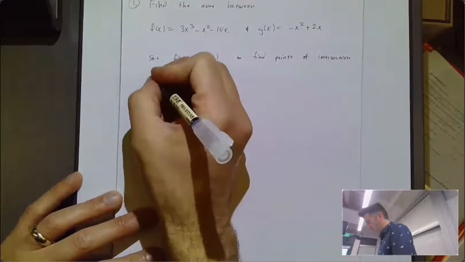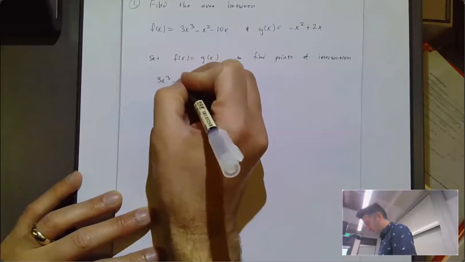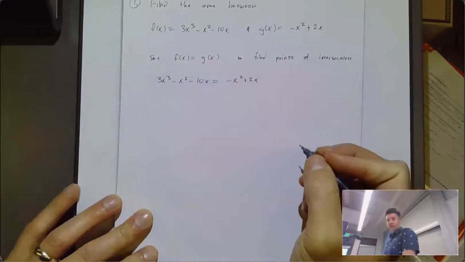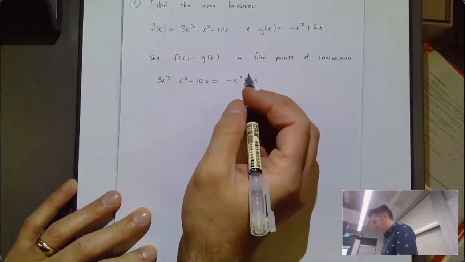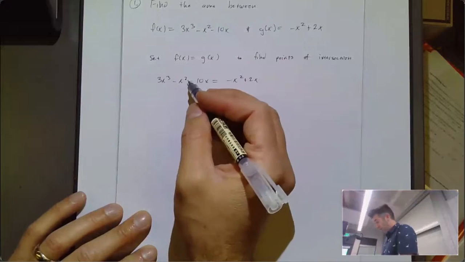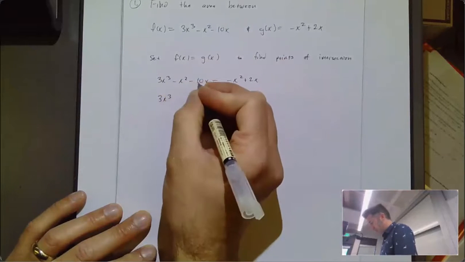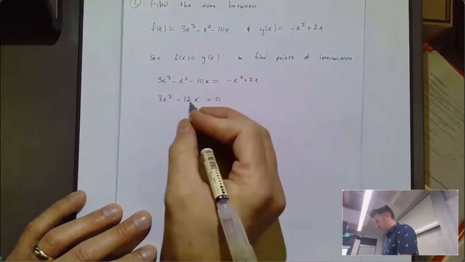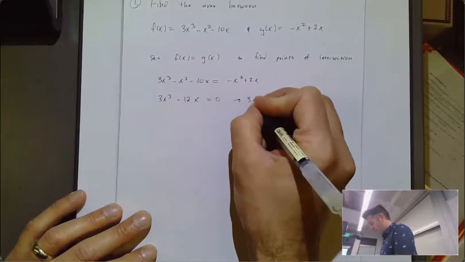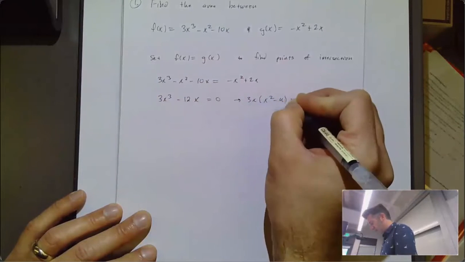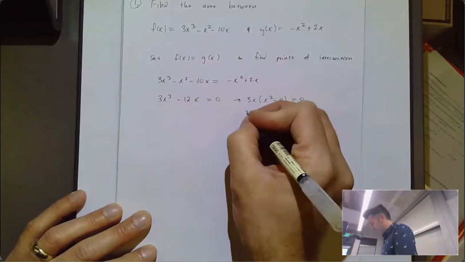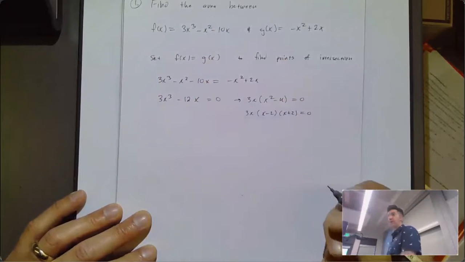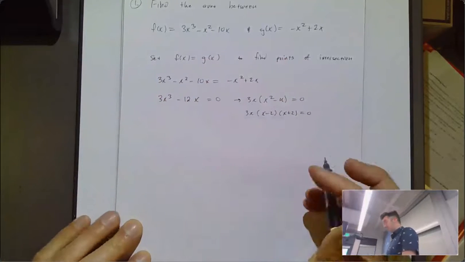So let's see. 3x cubed minus x squared minus 10x equal to negative x squared plus 2x. I'm going to bring everything over to one side, the left side. Notably, it looks like the x squareds actually cancel out. So I'm going to get 3x cubed minus 10x minus 2x, which is minus 12x, equal to 0. If I factor out a 3x, I'm left with x squared minus 4 equal to 0. And then I can factor that further and get x minus 2 times x plus 2 equal to 0. So here I'm actually getting 3 distinct points of intersection.